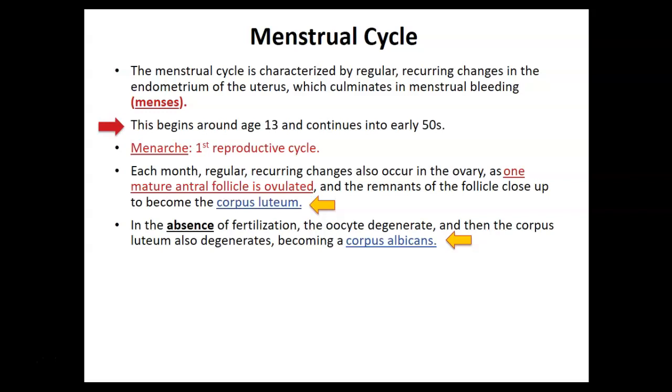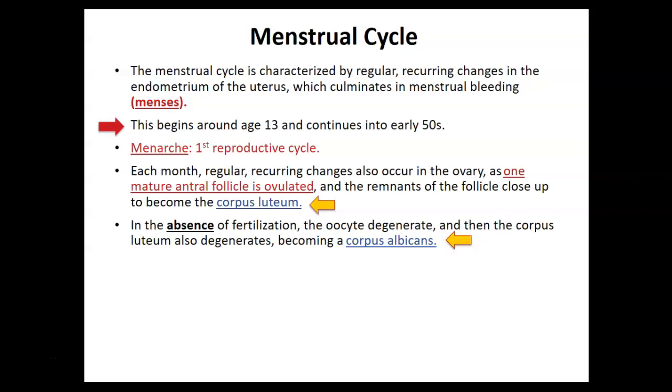So every month, on about a 28-day cycle, there are these regular recurring changes. A woman will have very similar changes in hormone cycling amounts in her body on about a monthly rotational basis. A woman will essentially have one mature antral follicle that will be ovulated. It ruptures out of the ovary and into the uterine or fallopian tube space, and then the remnants, whatever's left over from that follicle on the ovary, close up and become something called the corpus luteum.